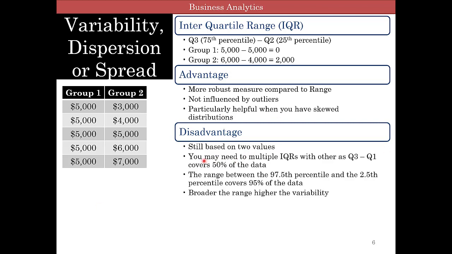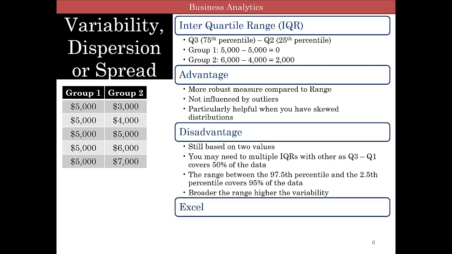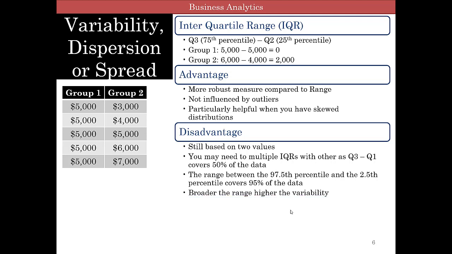The disadvantage is you're still basing it on 2 values, and sometimes you might take multiple IQRs, so you don't always have to take Q3 and Q1, which is 50% of the data. You might want to take the 97.5 percentile and the 2.5 percentile, which covers 95% of the data. Now remember, the broader this range is, the higher the variability is going to be, because there is a higher chance that outliers might fall in there.